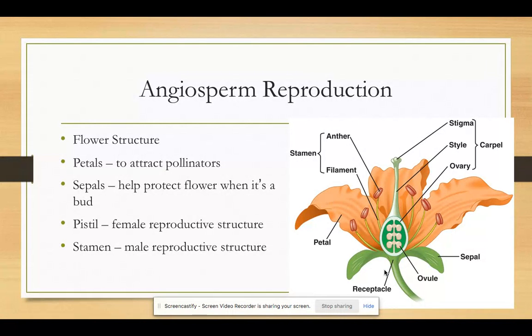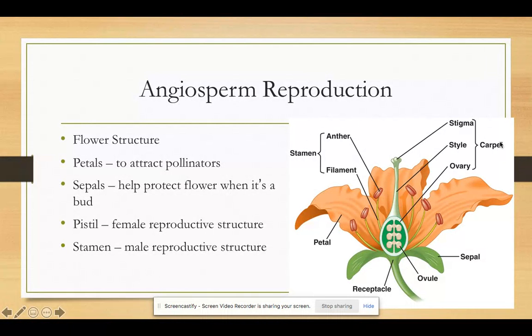In angiosperms, this is your flowering plants, you have a flower with beautiful bright petals to attract pollinators. There are sepals in the flower right here on the bottom to protect our leaves, and they help it when it's a bud. The pistil is this female reproductive organ, and then the stamen, or these out here.